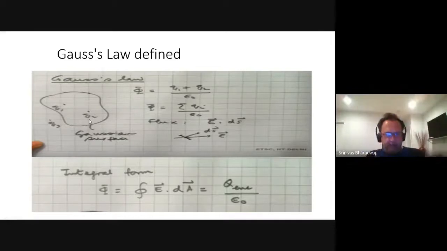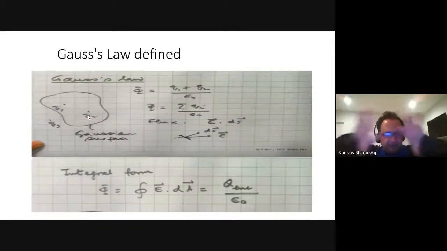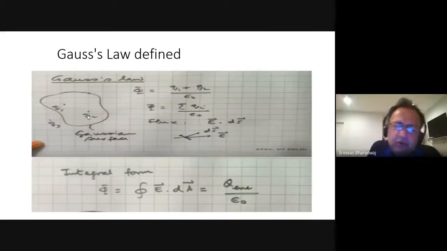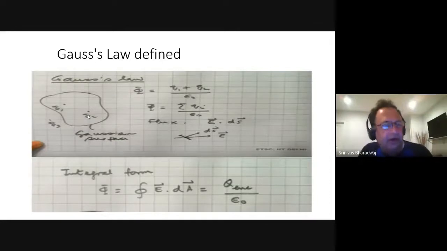So now I have a closed surface. Inside the closed surface, there are two charges, Q1 and Q2. Now, what is the total flux emanating out of this closed surface? How do you evaluate it? It is E dot dA, right?